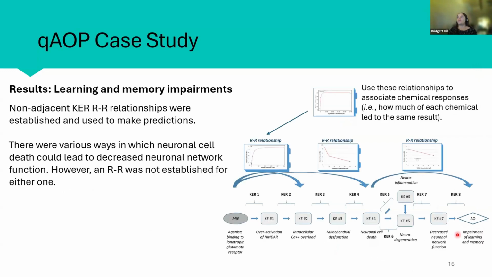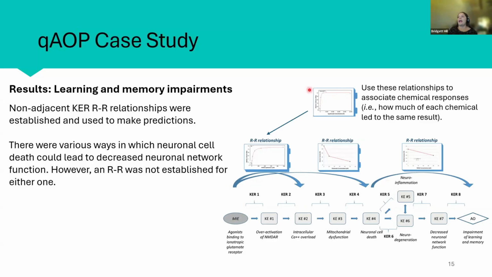So here is what their final QAOP looked like for the learning and memory impairments. Once again, non-adjacent key event response relationships were found for this one, also highlighting where the data gaps are that could use future work. One thing that I wanted to highlight is with this one, even though it's a linear AOP and not a network, it had 2 different options for one of the key events. And even though they didn't establish response relationships with these, I just wanted to highlight that the QAOPs and AOPs can vary in their complexity.